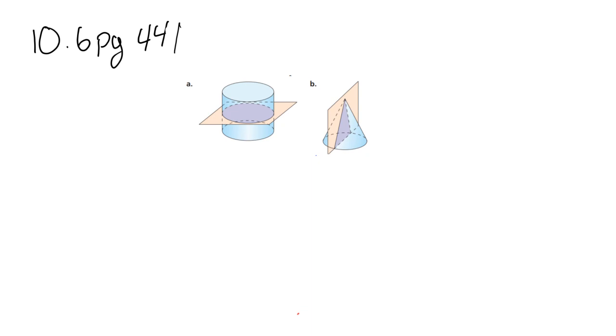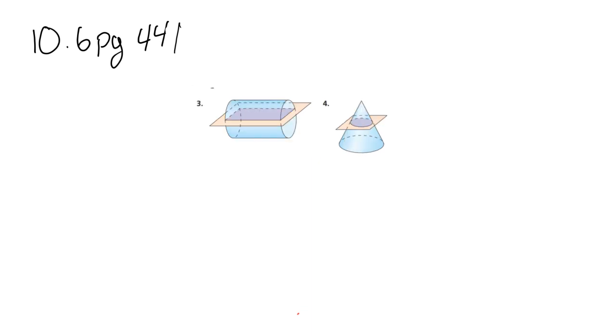So again, you're going to try. Describe what the cross section is. Okay, so you have another cylinder and another cone. They've been cut differently this time, but again, you're going to describe that intersection. Pause, come back and check. Okay, so for this cylinder, you should have had a rectangle. And for your cone over here, you should have had a circle. And that's it. That's all 10.6 is.